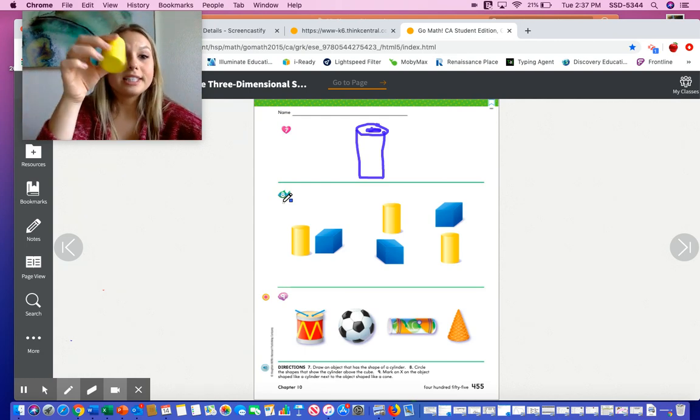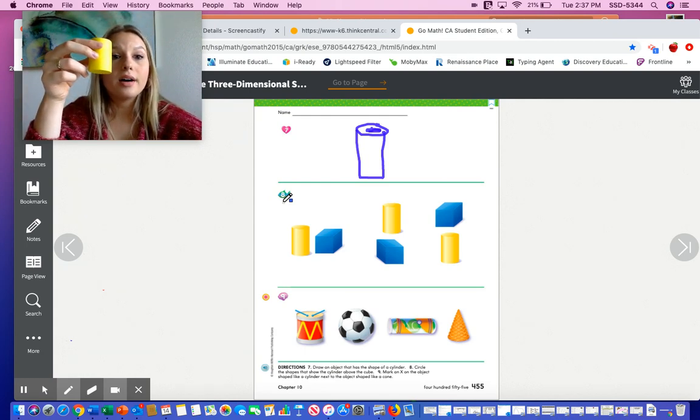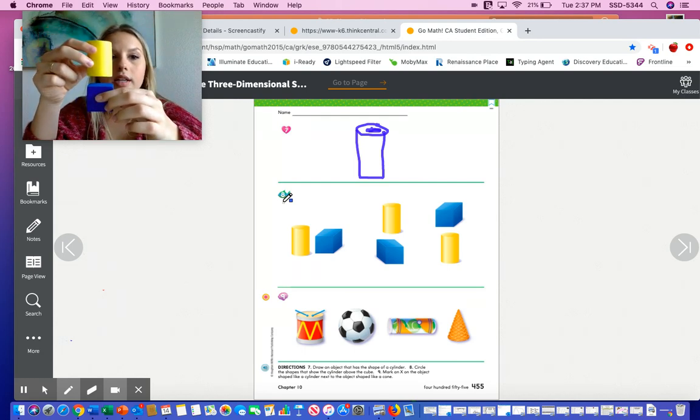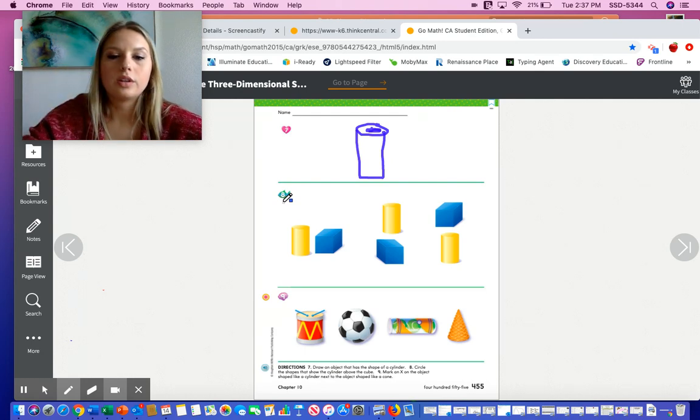Okay, so we're looking for a cylinder that's above, which means on top of a cube. So can you find the cylinder that's on top of the cube? I want you to look. Can you find a cylinder on top of a cube?